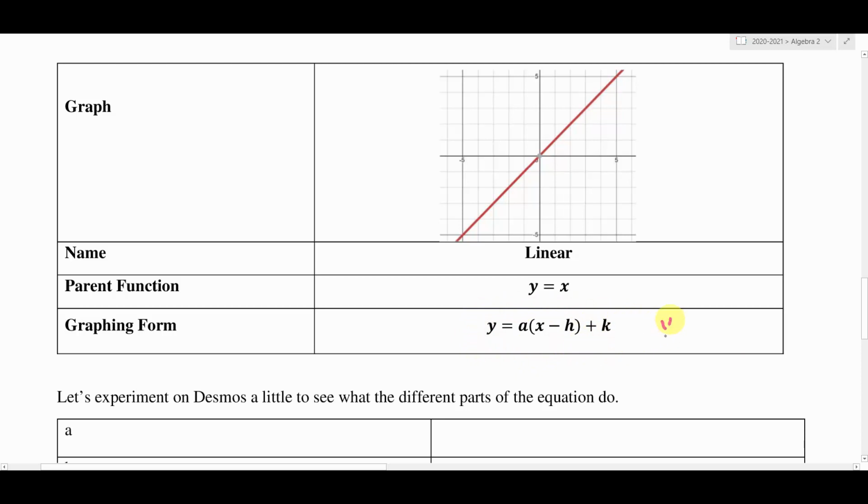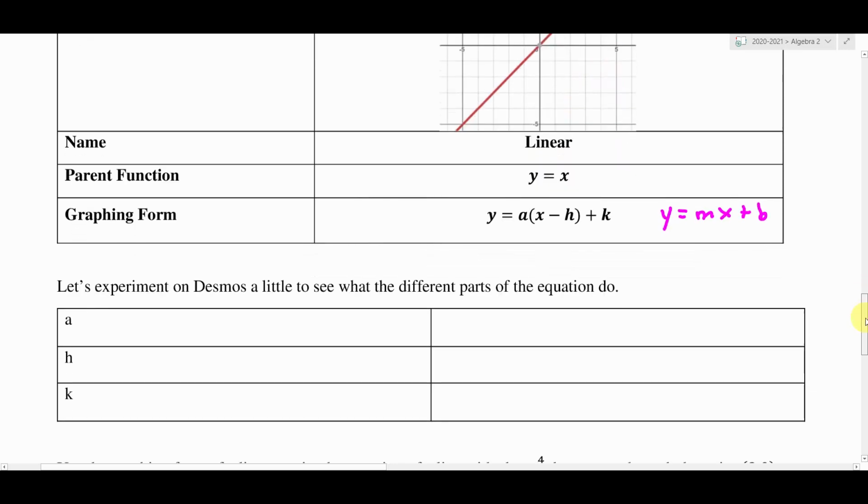You may be more familiar with this form, right? mx plus b. This is another very popular form of a line, but this one is nice because it shows us the transformations on the line. So this is the one that we're going to be focusing on today.